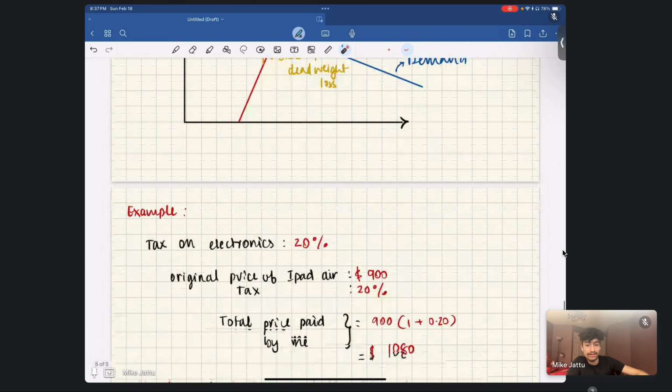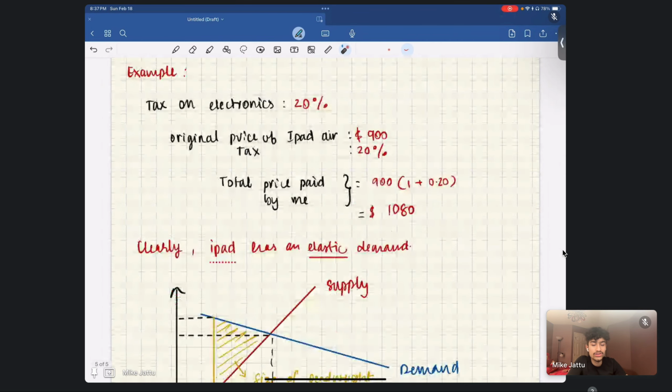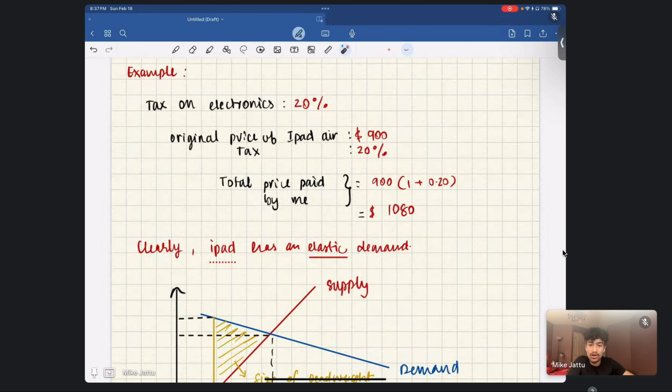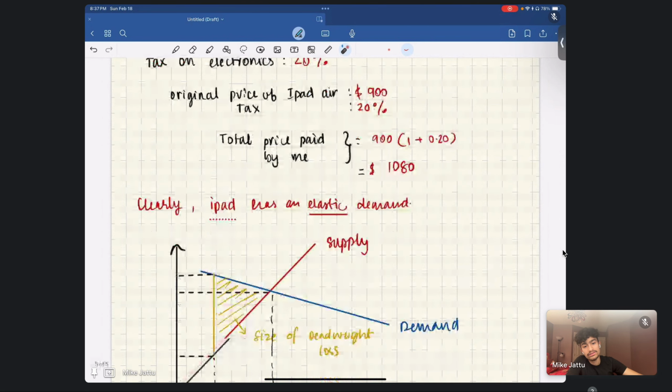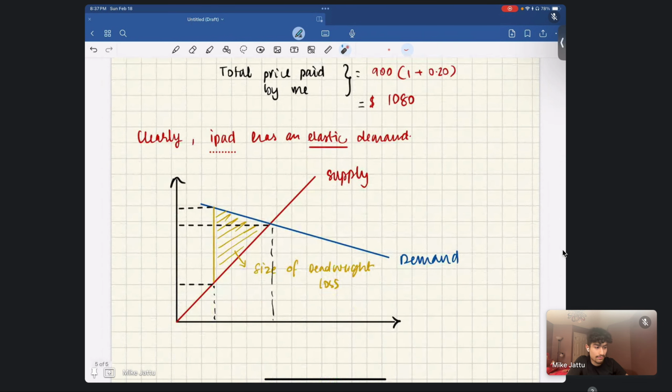And now let's look at an example. Consider a 20% tax on electronics. If I was buying an iPad Air, it would cost me $1080 instead of $900. Now, considering the iPad is an elastic demand good, the change in the demand would be drastic after the introduction of the tax.